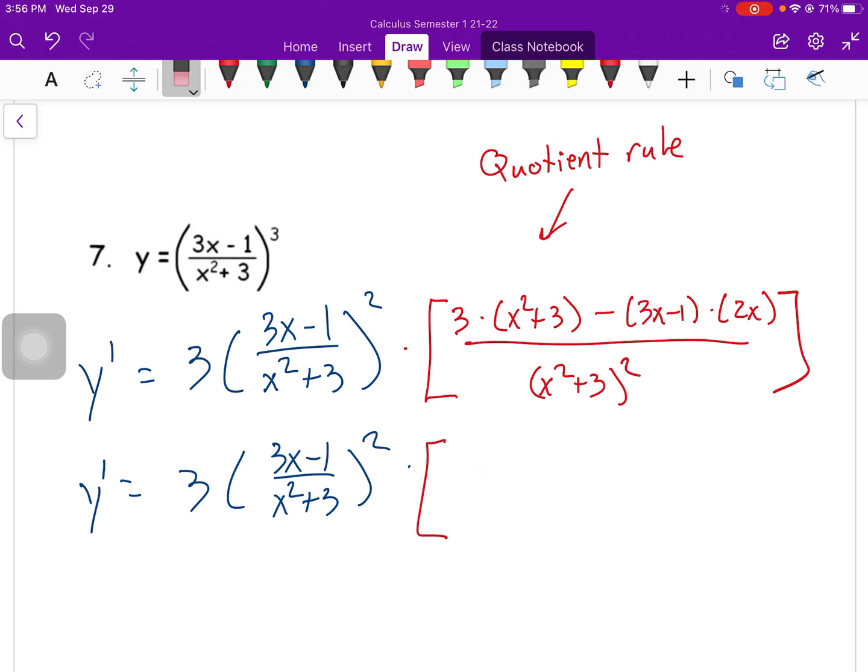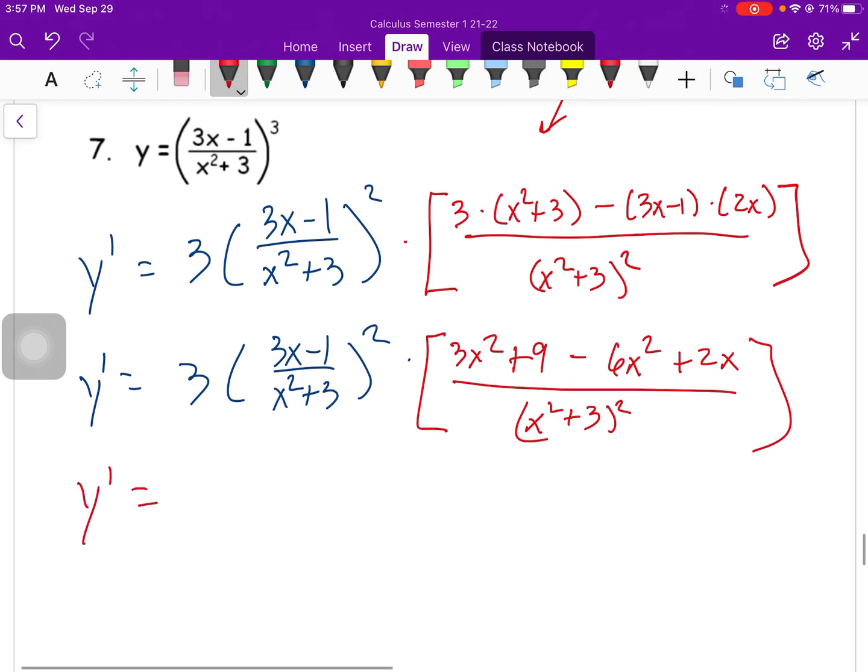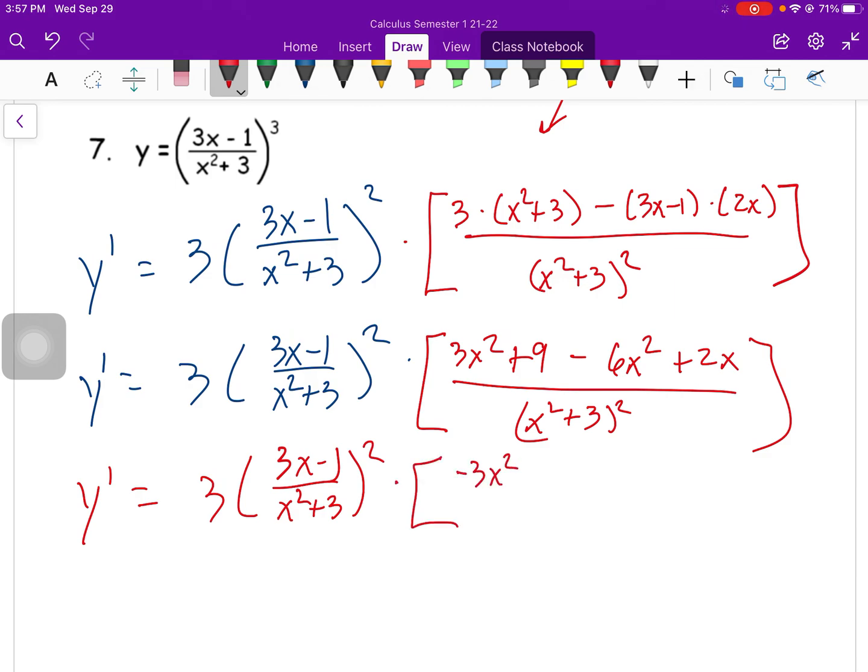You know what? I'll go step by step. I won't even try to combine things. So we've got a 3x squared plus 9 minus 6x squared. And then because it's a minus and then a negative, this is going to be plus 2x all over x squared plus 3 squared. So y prime is now 3 times the quantity 3x minus 1 over x squared plus 3 squared times negative 3x squared plus 2x plus 9 over x squared plus 3 squared. It's a terrible squared.